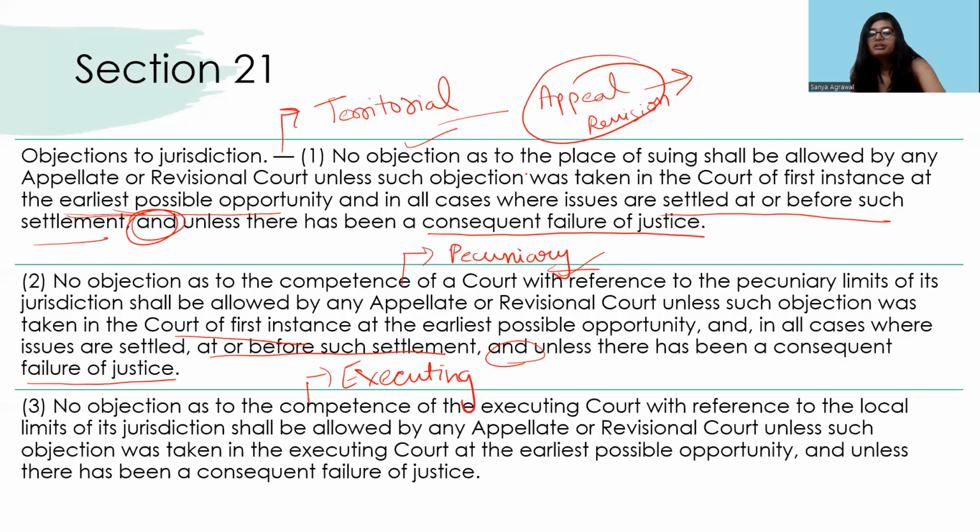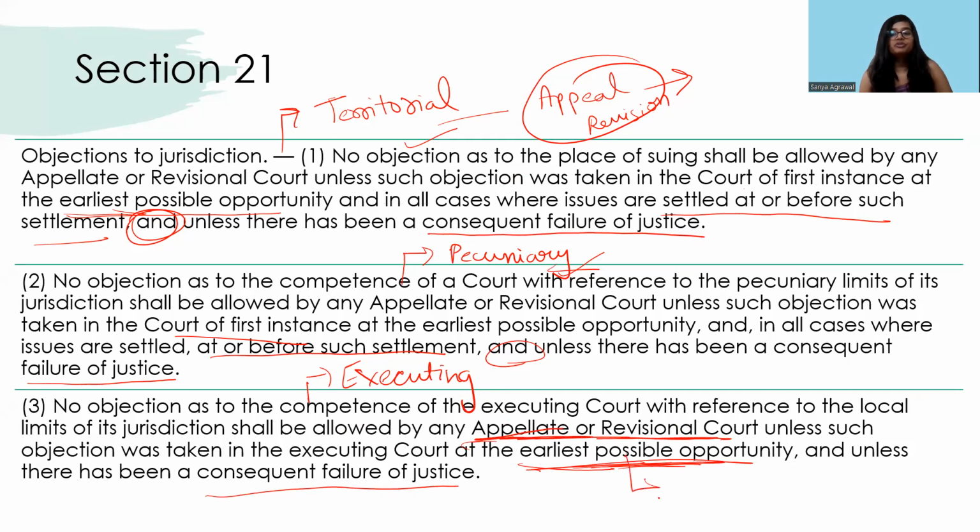After that, the third point that is given is related to the executing court. Again, in the executing court, if the court has executed a decree and you are saying that the court which has executed the decree does not have the jurisdiction, then you will file an appeal or go to the revisional court against that execution by saying that the court did not have the jurisdiction. But in the appellate or the revisional court, again you have to prove two things: that the objection was raised at the earliest possible opportunity and consequent failure of justice.